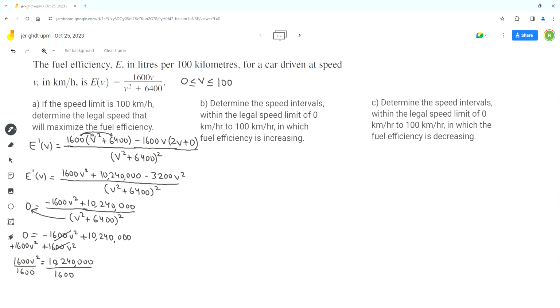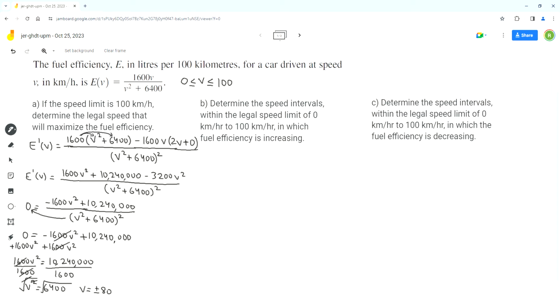So the 1600s on the left side will cancel each other out and we get v squared equals 6400. Now we can apply square root to both sides. So on the left side, the square root and the square cancel each other out. So we get v equals 80. Now, because we are applying the square root, we get plus minus 80.